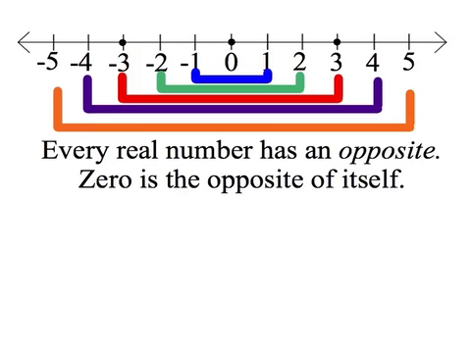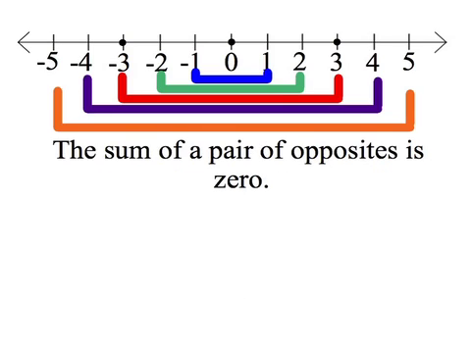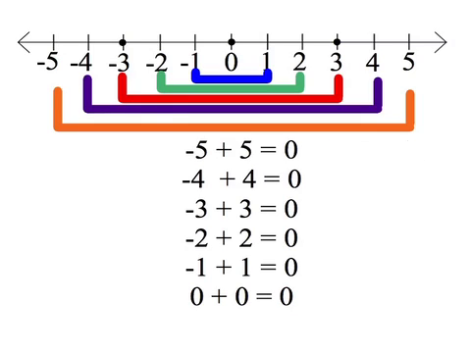Every real number has an opposite. 0 is the opposite of itself. 5 pairs of opposites are shown here. The sum of a pair of opposites is 0. And now we have 6 equations. We have our 5 pairs, and then we have 0, the special case, because 0 is the opposite of itself.